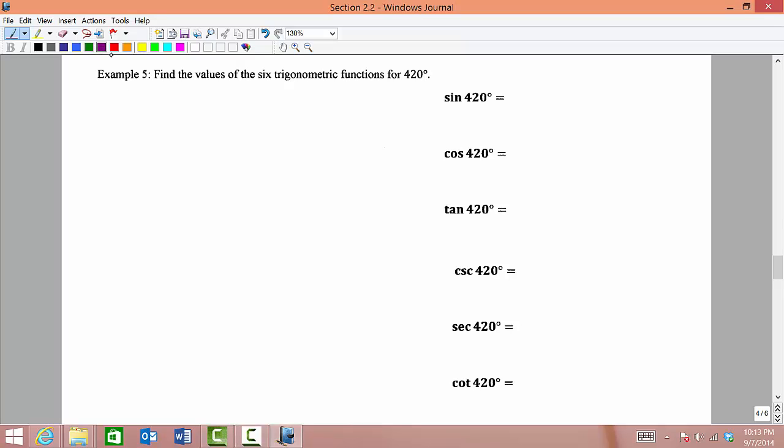Find the values of the 6 trig functions for 420 degrees. First, let's graph our angle 420 degrees. We notice that 420 degrees is larger than 360, so let's find how many rotations need to be completed. So we have 420 minus 360, we get 60 degrees. So we have one complete rotation and then 60 degrees more.